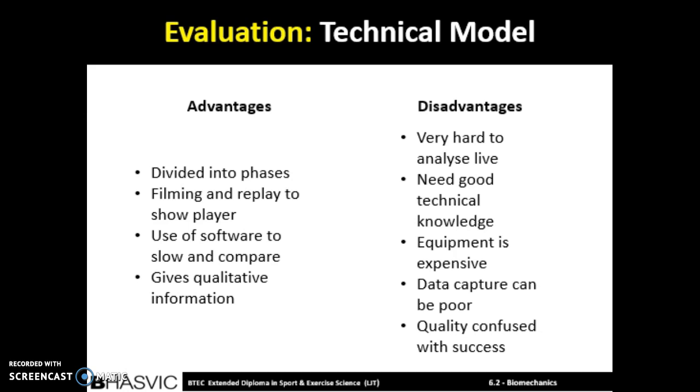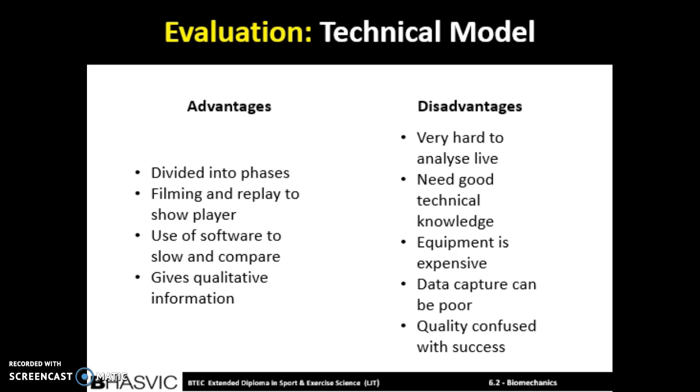Also, you can film the skill and replay it so that the player can see visually where they have gone wrong, and this is great for visual learners. Also, you can place the footage onto software so that you can see it in slow motion and put it next to an elite athlete for comparison. This means that you can see exactly what is wrong with the technique, and therefore it will be much easier for the coach to help improve the player's technique.